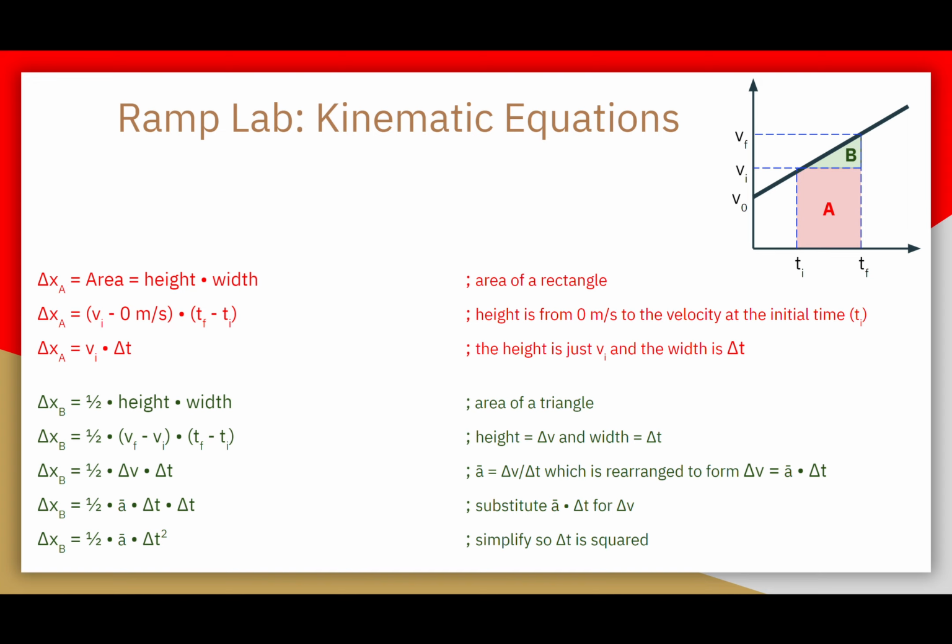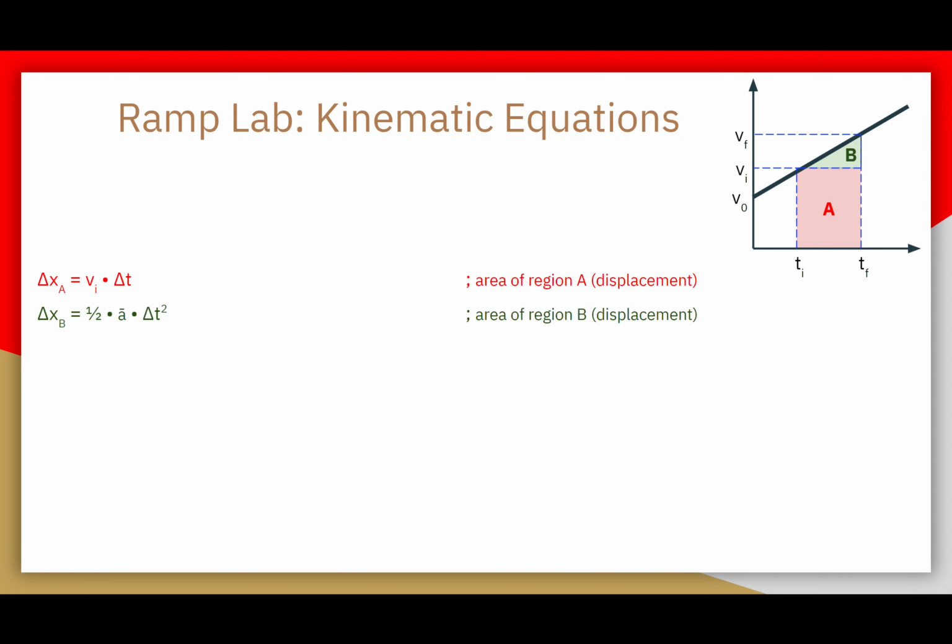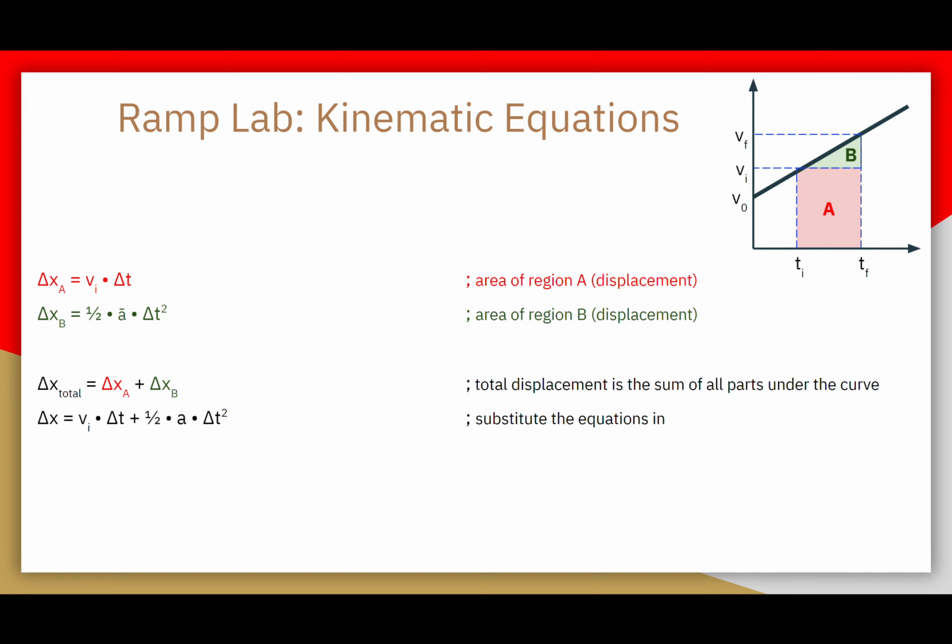At this point, I have two simple equations to explain how we can calculate the area under the curve within this time interval. Next step is just to add those two values together. So the total displacement is the displacement of region A plus the displacement of region B. The total displacement is the sum of all parts under the curve. So I substitute then those equations from up above.